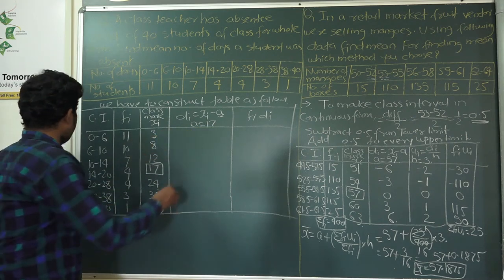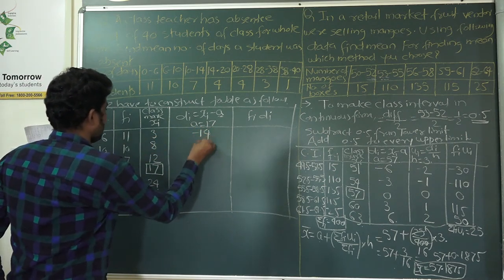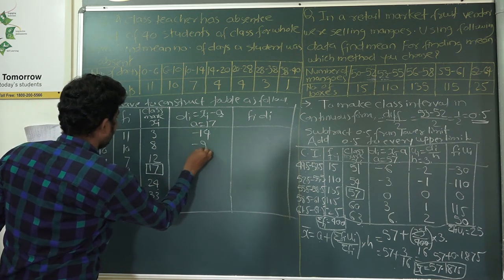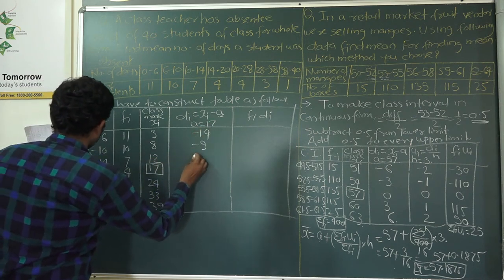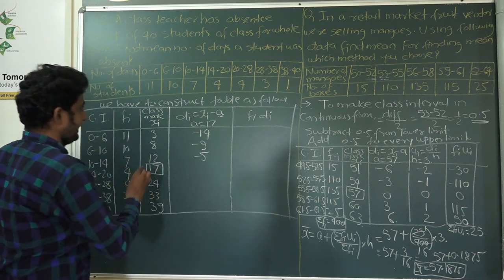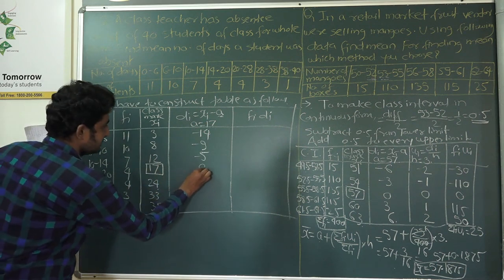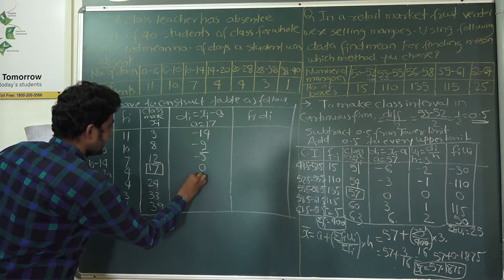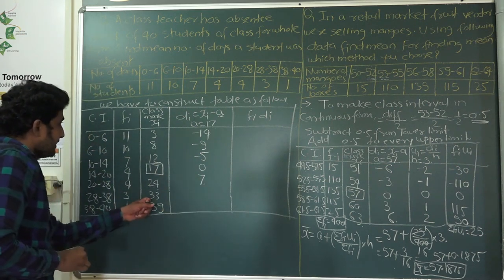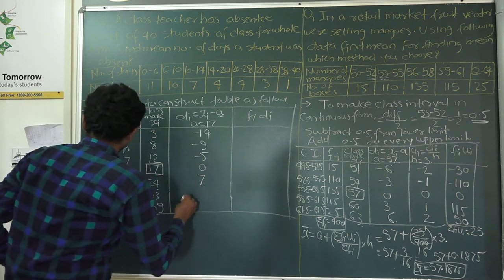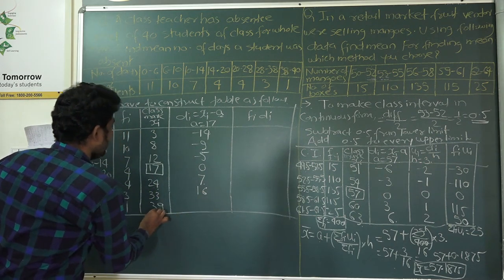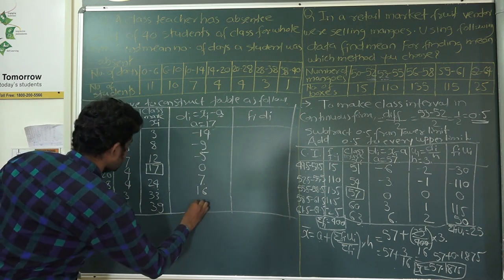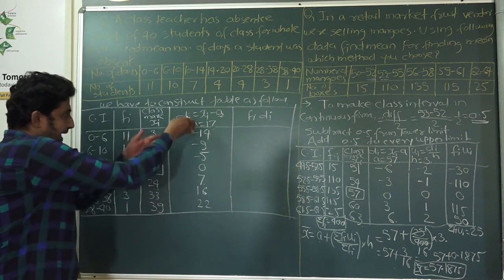So 3 minus 17 becomes minus 14. 8 minus 17 becomes minus 9. 12 minus 17 becomes minus 5. 17 minus 17 becomes 0. 24 minus 17 becomes 7. 33 minus 17 becomes 16. And 39 minus 17, with a constant, is 22. Hence we obtain this column.